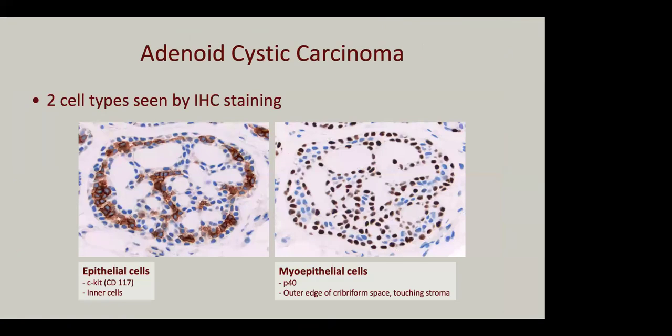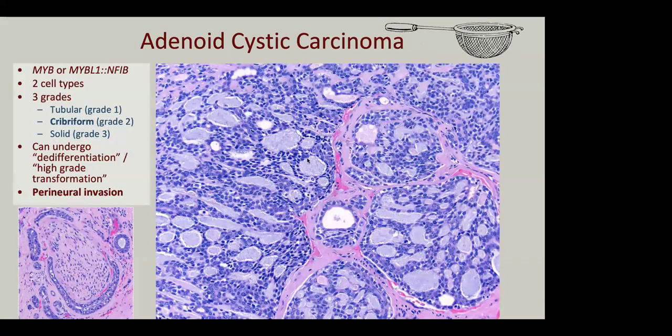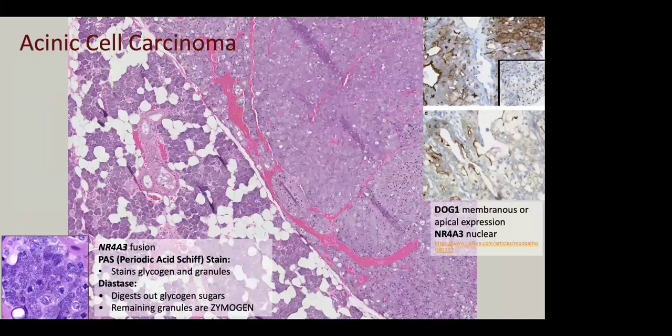You can point out the 2 cell types with your immunostains. Usually I use c-KIT or CD117 for the epithelial cells and P40 for the myoepithelial cells. It's the myoepithelial cells that secrete basement membrane material or connective tissue mucin. And it's this connective tissue or bluish mucin that fills the spaces of the adenoid cystic and is present on cytology, right, as those bubblegum-like materials.